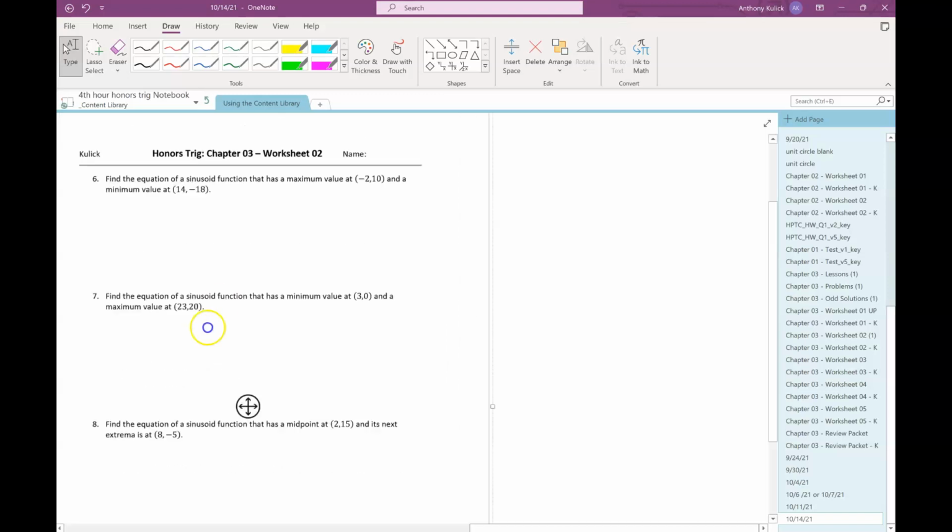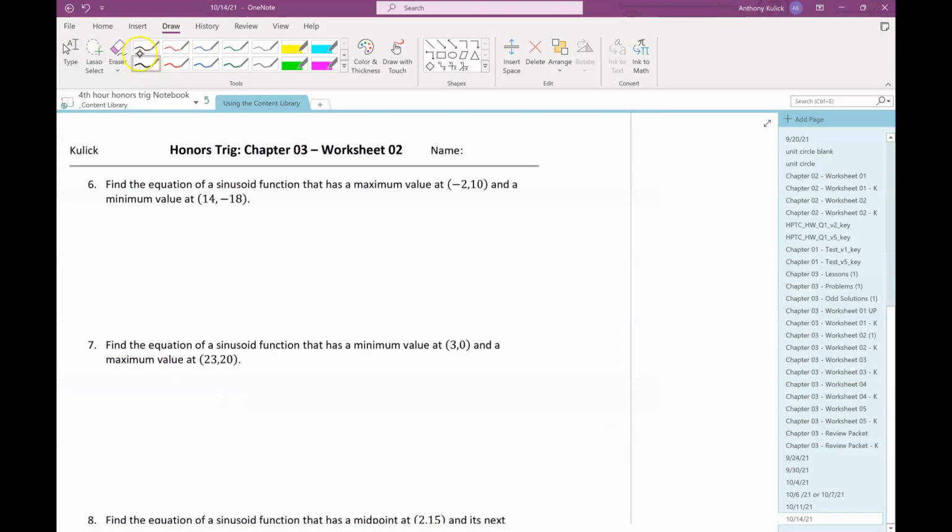Okay. All right. So it says we want to find the equation of a sinusoid function.